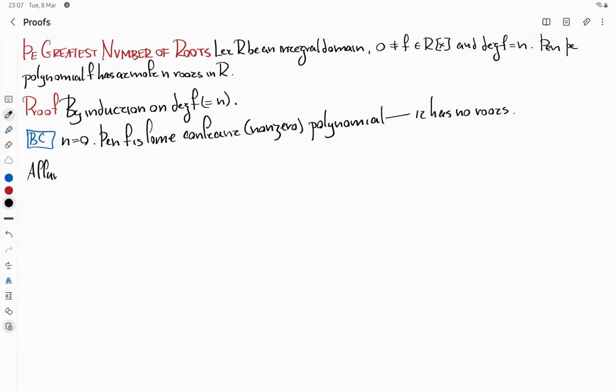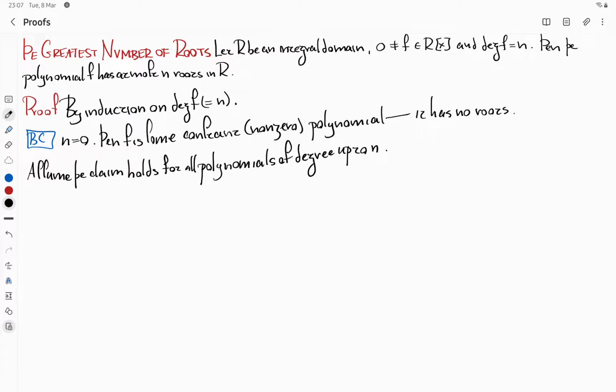Now, assume the claim holds for all polynomials of degree up to n. Now, the induction step. So, suppose f is of degree n plus 1.